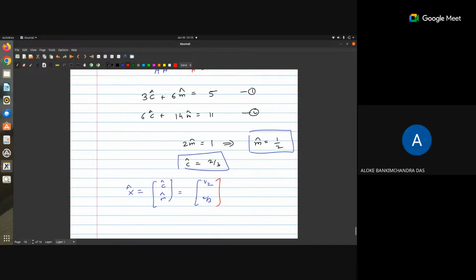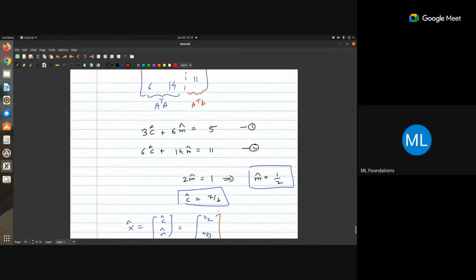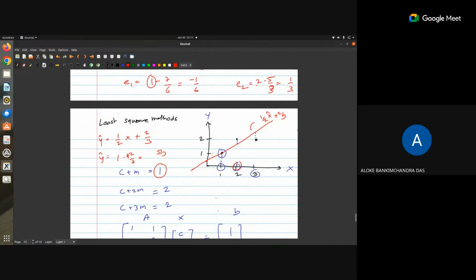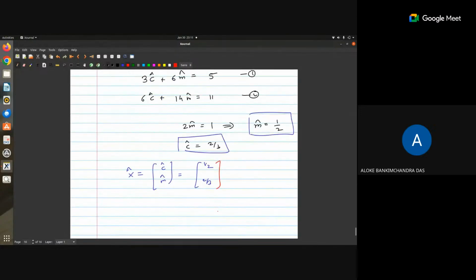Sir, here the C hat value is 2/3, but it is mentioned as half. That should be interchanged, no? At the bottom, the last line, I think it is written the opposite way. Yes, here C hat and M hat should be 2/3 and half. Sorry, you are correct. It should be 2/3 and 1/2 there.